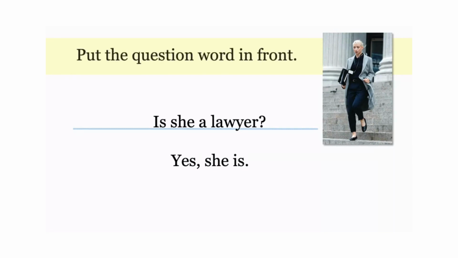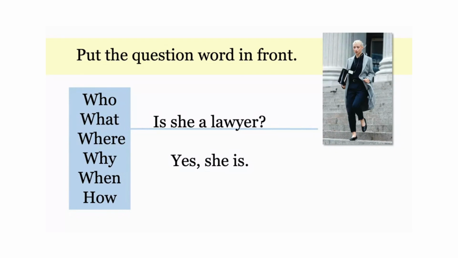Let's look at how to form information questions, but let's begin with a yes-no question. Is she a lawyer? Yes, she is. To form information questions, put the question word in front. Who, what, where, why, when, and how are some question words that we are going to use to make questions about this woman. We start with a question word out in front, and all of these questions will have the verb be in the form of is because we are asking about this woman. Okay, let's try.